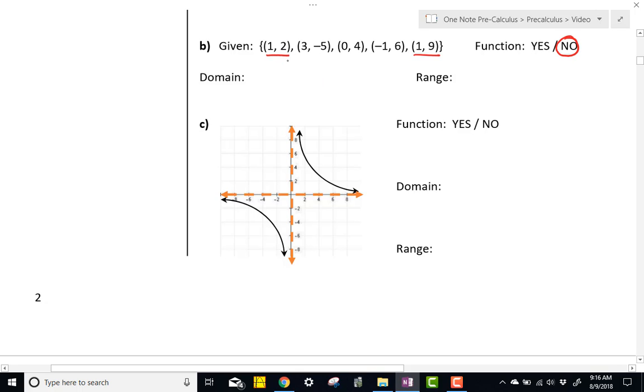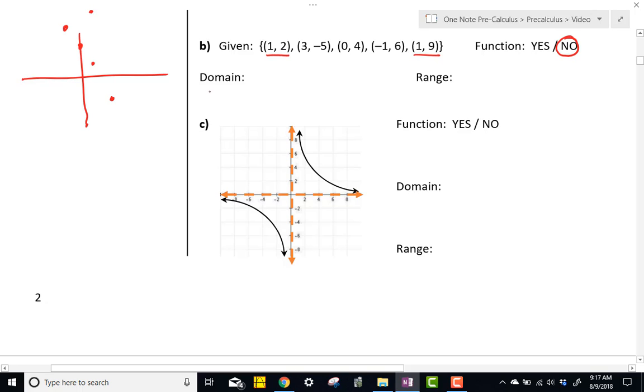Now, this is not a connected graph. This is 5 points. So if you were to graph these, literally you would end up with something like this. You'd have 1, 2, we're just going to put that there. We'd have 3, -5, so maybe down here. 0, comma 4 would be up here. Negative 1, 6 might be here. And then 1, comma 9 would be way up here. And you can see that I've got these 2 points that are vertically lined up. But that's it. So when I go to talk about the domain, there's no connection in these points.